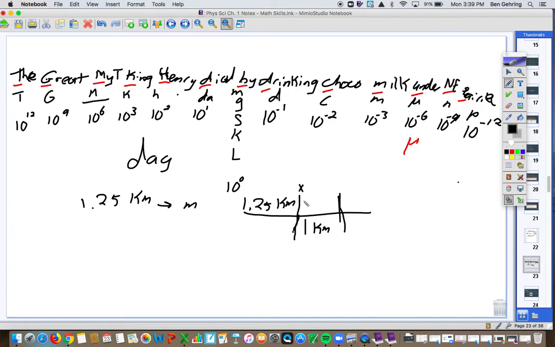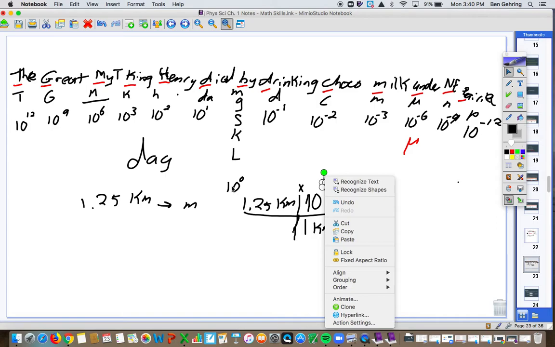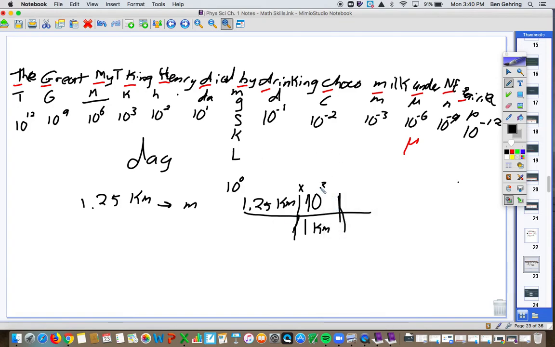So I can put 1,000 meters, or I can use 10 to the third. I'm going to use scientific notation, maybe. 10 to the third meters. And because I have kilometers on top and kilometers on bottom, I can cancel those off, so I'm left with just meters as my unit.